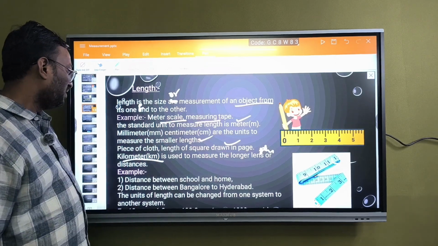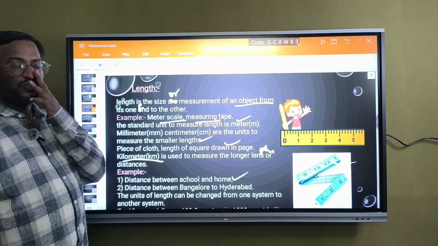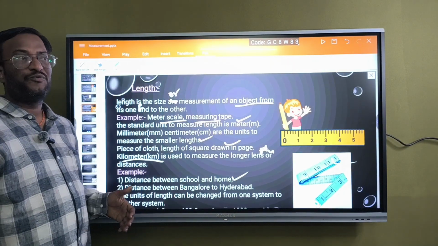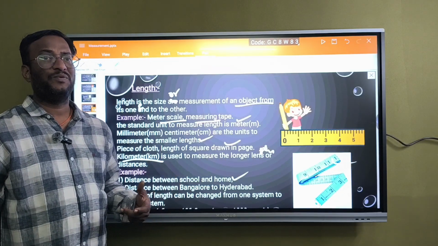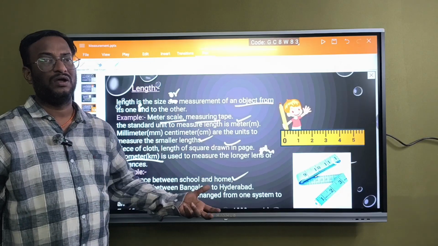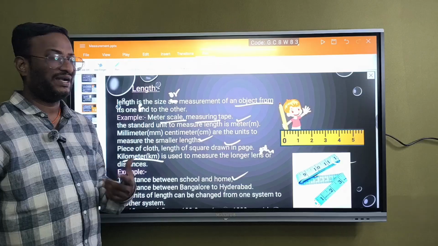Right. Example, the distance between school and home. If you know the distance between school and home, then you can decide whether you have to go by bicycle or by walk or by bus. So for that we require distance.